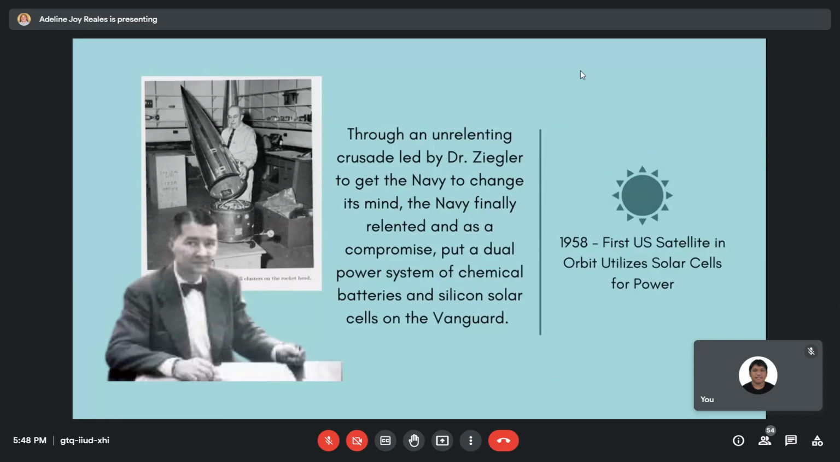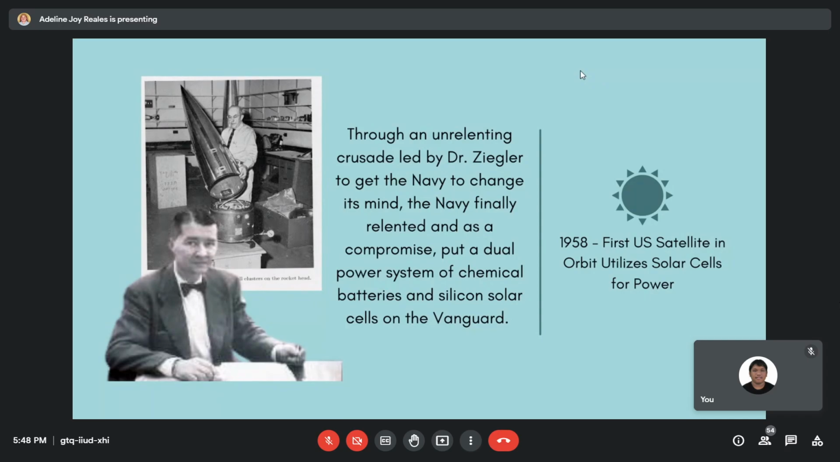On the contrary, the late Dr. Hans Ziegler, probably the world's foremost expert in satellite instrumentation in the late 1950s, strongly differed with the Navy. He argued that conventional batteries would run out of power in days, silencing millions of dollars worth of electronic equipment. In contrast, solar cells could power a satellite for years.